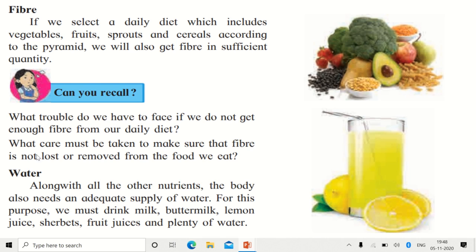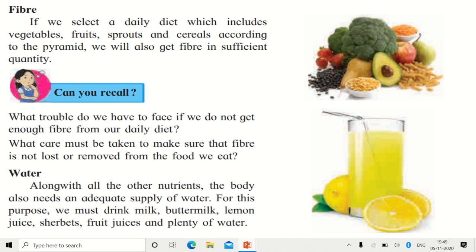Then the second question asked is, what care must be taken to make sure that fiber is not lost or removed from the food that we eat? That means how we can keep the quantity of fiber intact in the daily diet that we take. So what should we do? In order to keep the fiber intact in foodstuff, we should not overcook them. Overcooking destroys all the vitamins and minerals, and it also destroys fibers. Then unnecessarily we should not peel off fruits and vegetables.